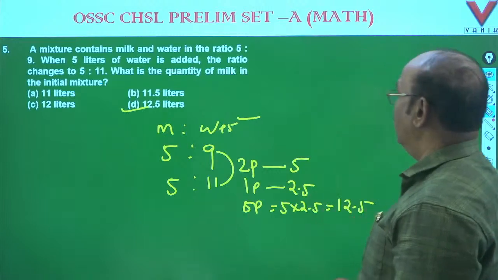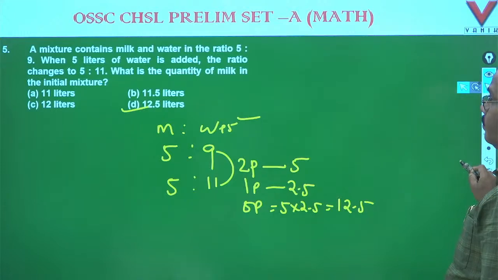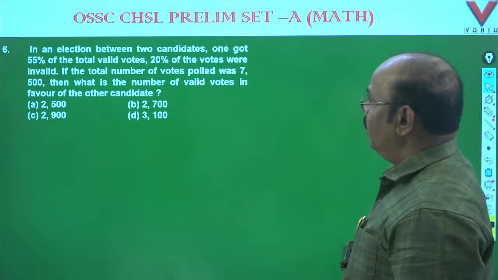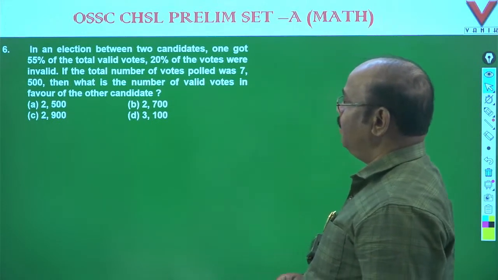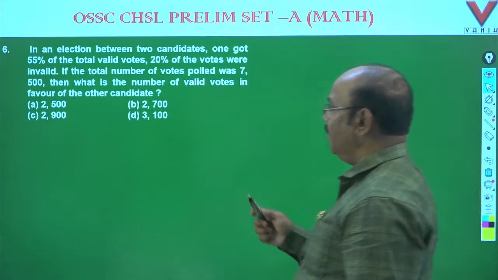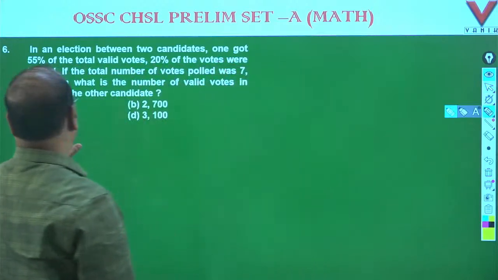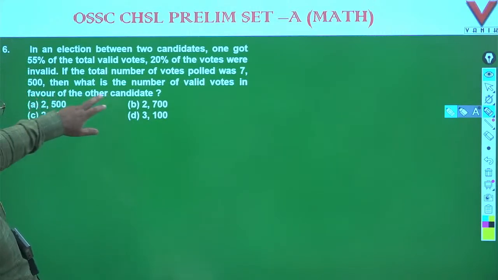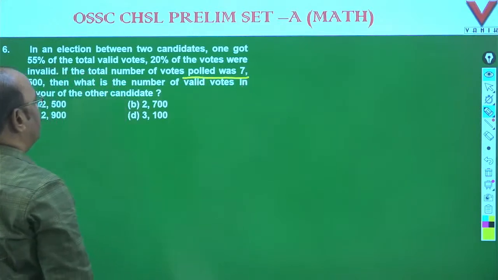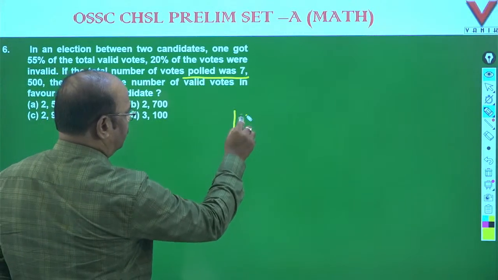Next question, number 6. In an election between two candidates, one got 55% of the total valid votes, and 20% of the votes were invalid. The given data is the amount, that is 7,500 is the polled votes. So suppose the polled votes are 100.